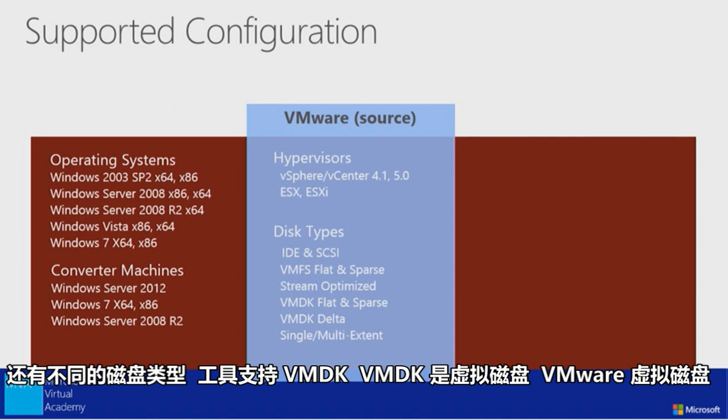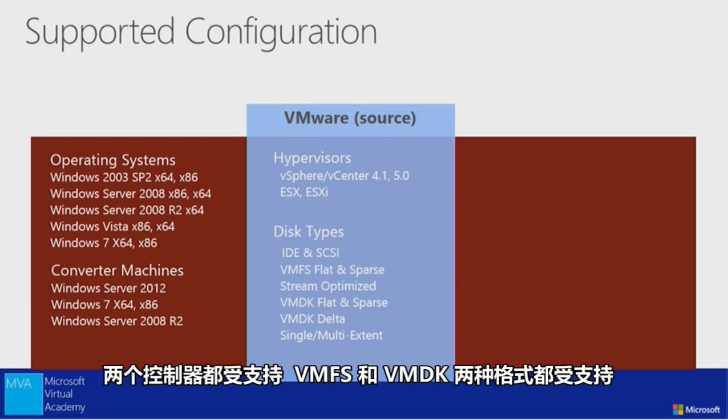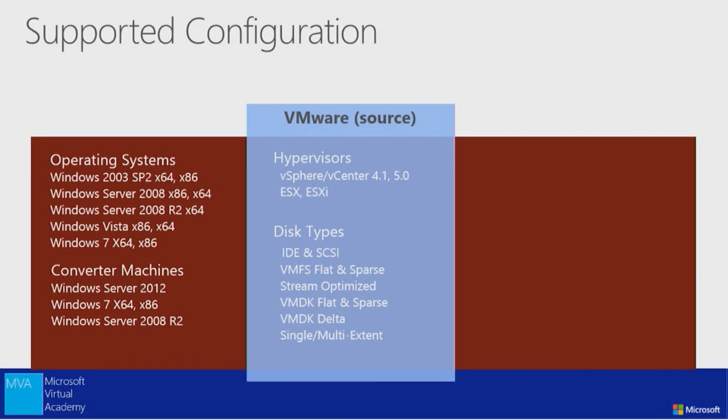There are also different disk types, VMDKs, that the tool supports. VMware virtual disks could be attached to an IDE controller or SCSI controller on the source VM. Both are supported. VMFS and VMDK, both formats are supported, and both flat and sparse disks are supported, as well as single and multi-extent disks.